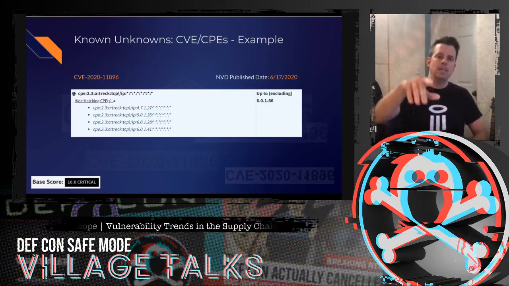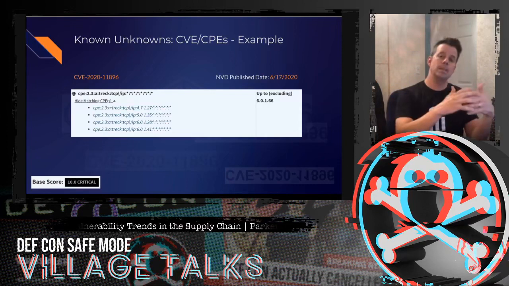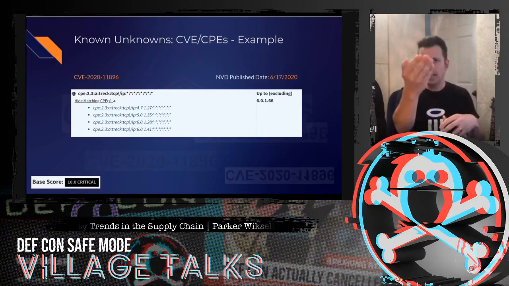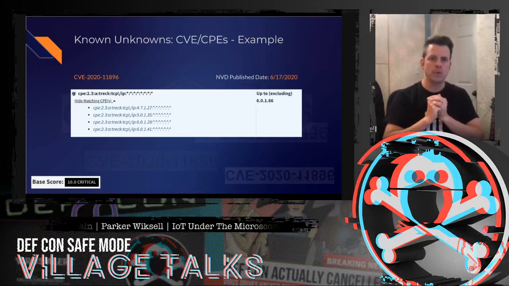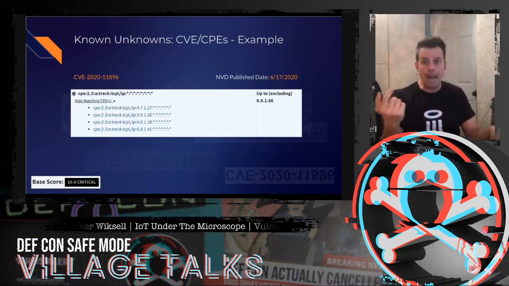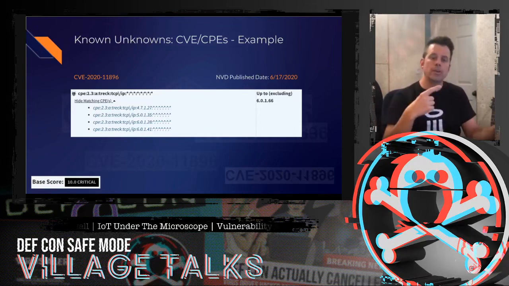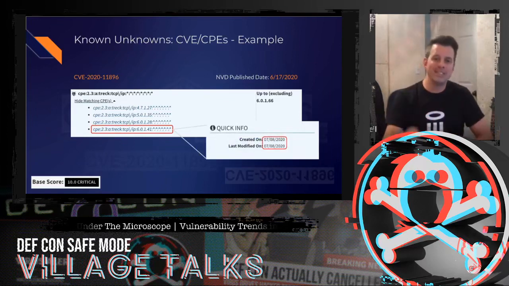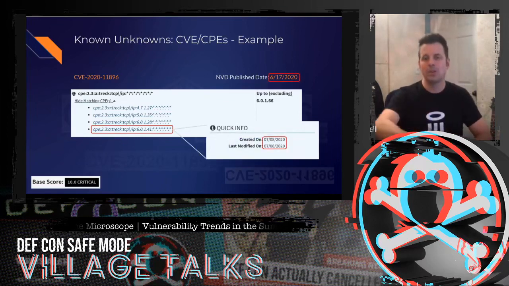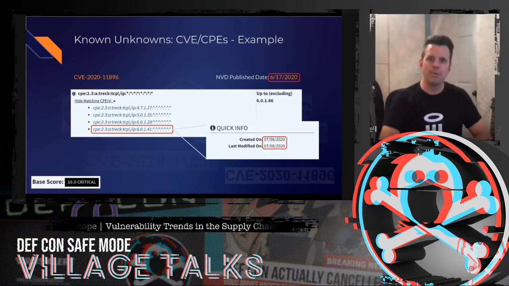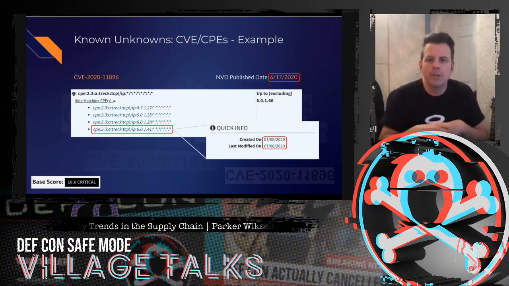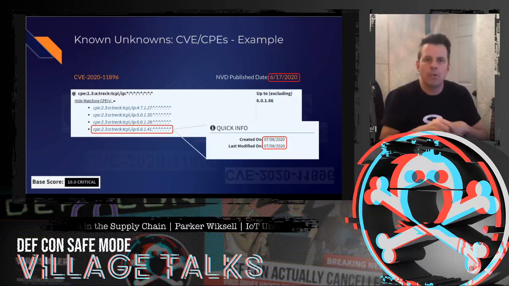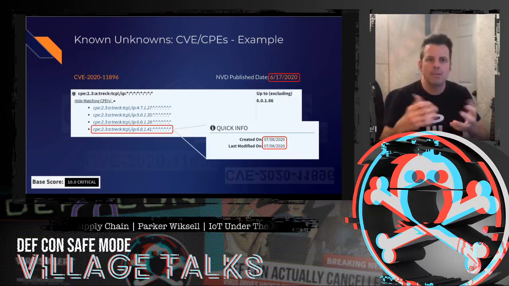If we look at the CPEs that are related to this CVE, we find these four Treck versions are all rolled up underneath this Treck stack CPE. The problem is when we look for this Treck stack and we click on the actual record in the CPE database, we find the quick info is that the CPE for this Treck stack was created almost a month after the vulnerability was discovered. All right. So there was no product for Treck TCP. The vulnerability researchers had to invent the CPE that even belonged to the Treck stack.